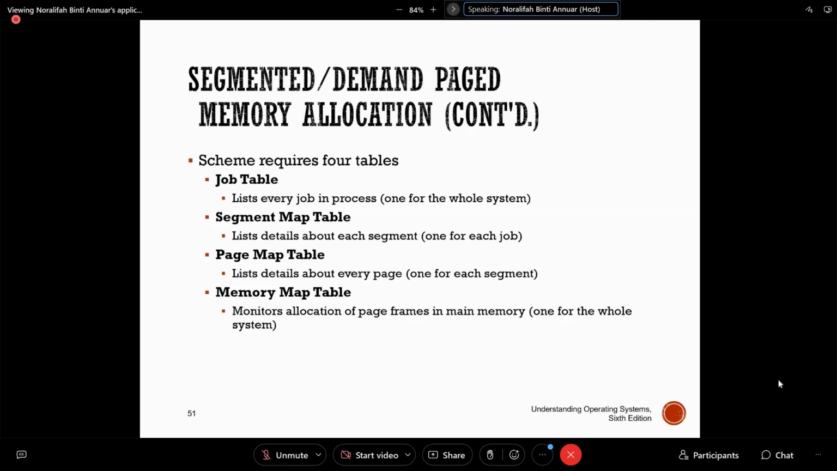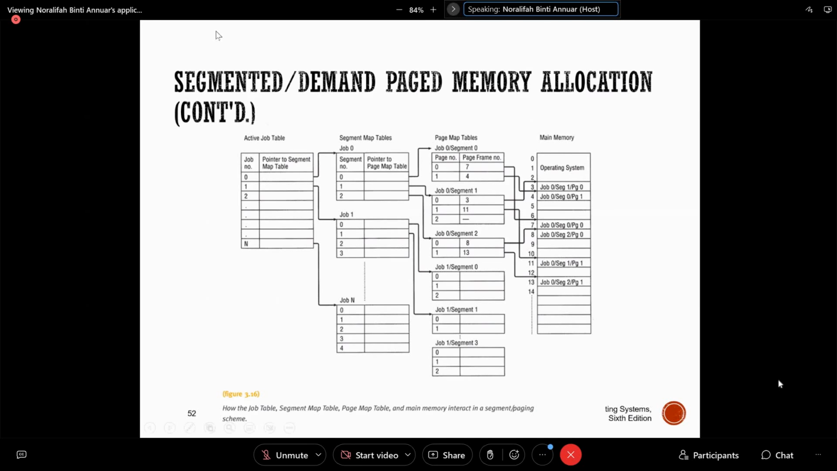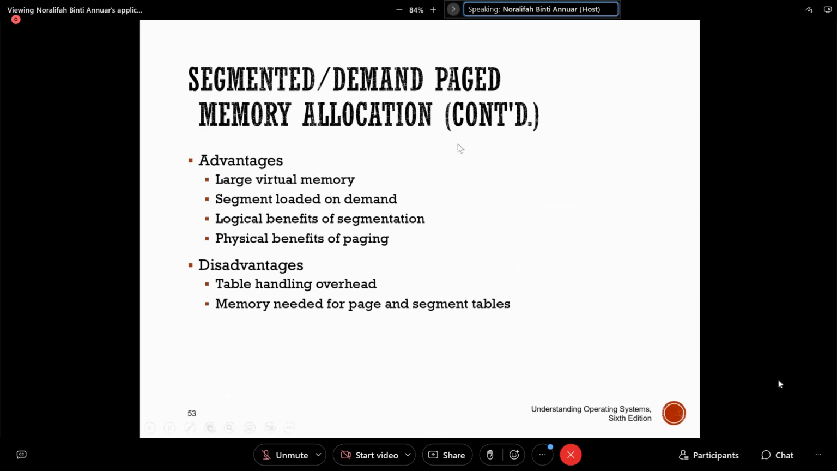Faham? Ini dah. Tapi this is the need to maintain this 4 tables, so it's more complicated but it's more efficient. Logically, the more advanced the technology or algorithm, of course it become more complicated, but it's more efficient because they wanted to reduce the internal and external fragmentation. Ini dah advantage dia.